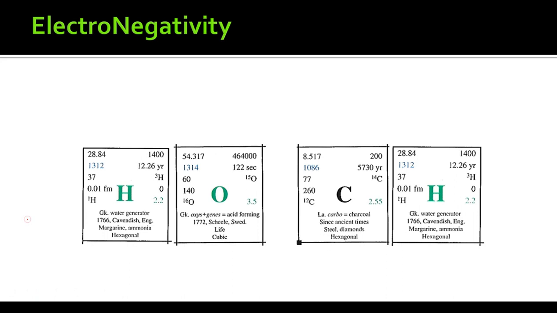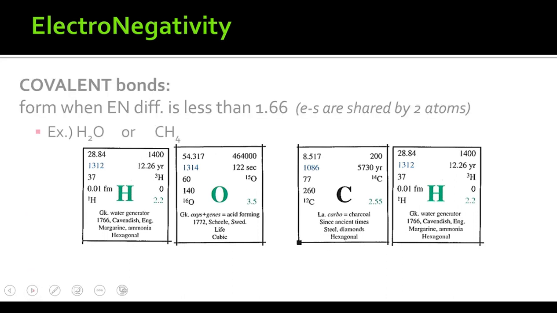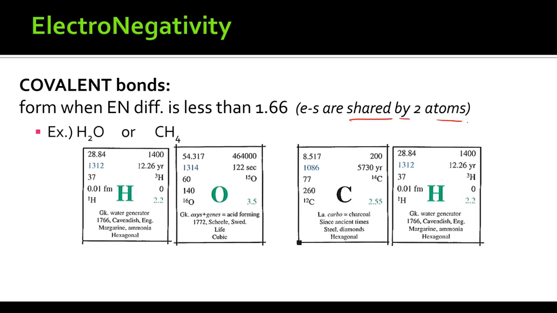Now if the difference between those two is greater than 1.66, it's ionic. However, if it's less, we have this other situation, and that's a covalent bond. A covalent bond forms when the electronegativity difference between two elements is small, less than 1.66. And when that happens, electrons are shared by atoms. So not transferred between atoms, but shared by atoms.